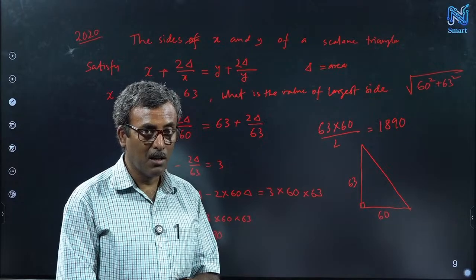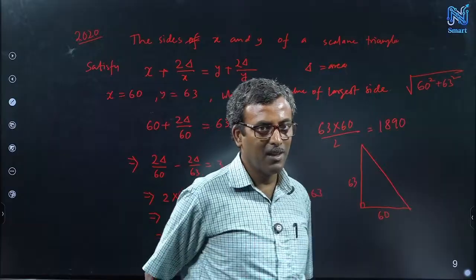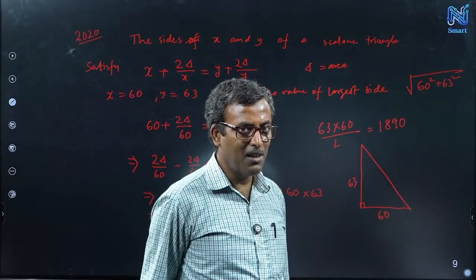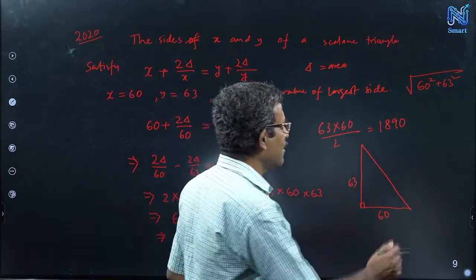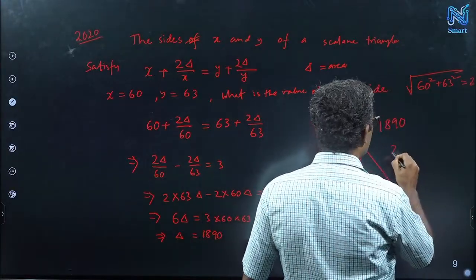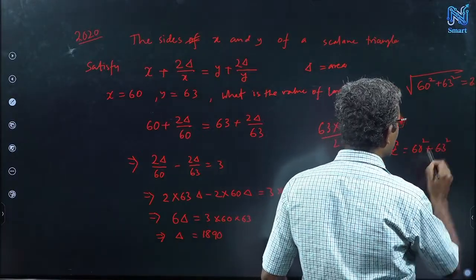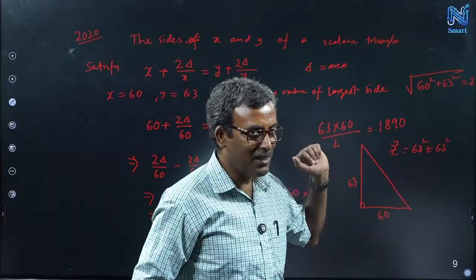80. Yes, sir. 18. No, it should be bigger. 80, it can be 80, because if the side is z, then your z square is actually 60 square plus 63 square. So guess it. 87.